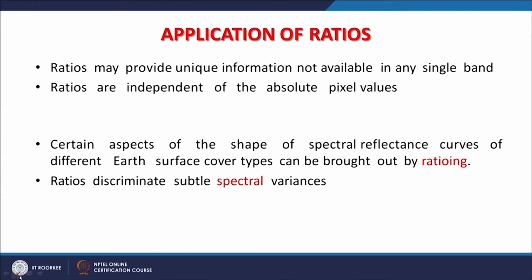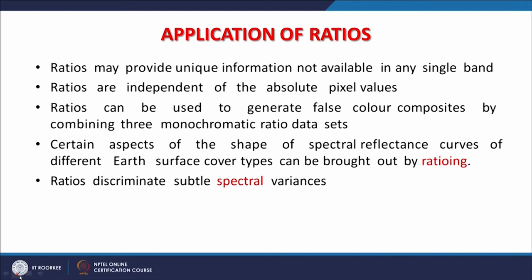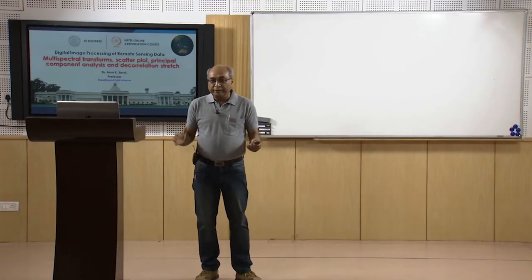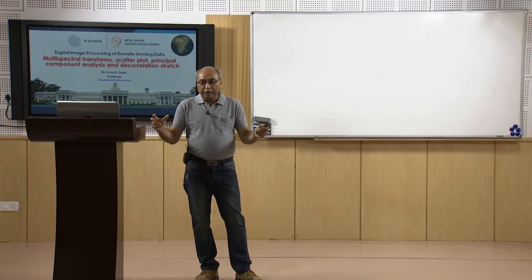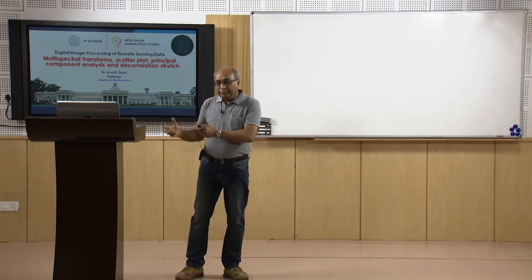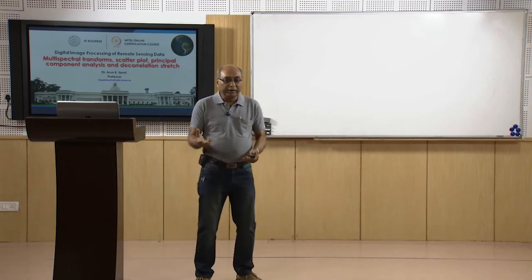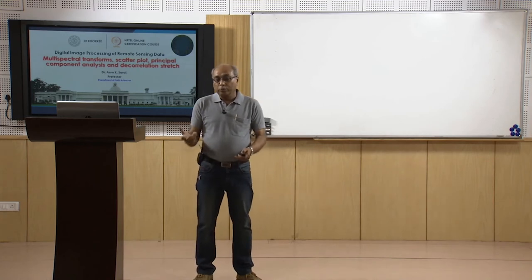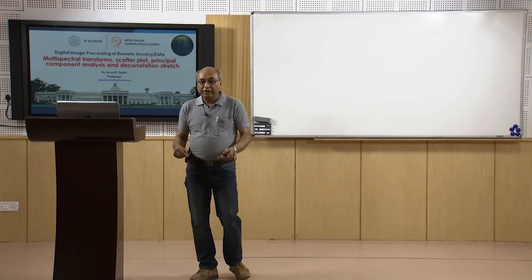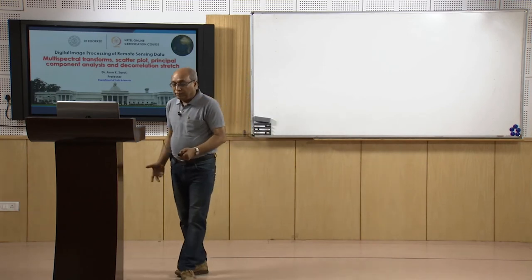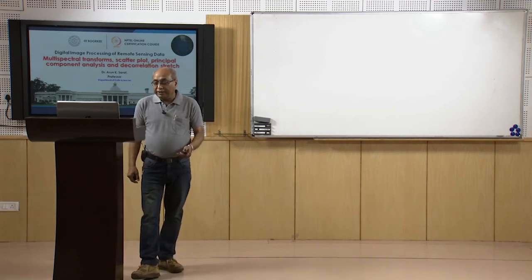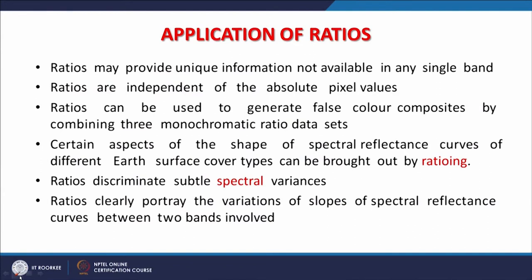Ratios are independent of absolute pixel values, and ratios can be used to generate false color composites by combining three monochromatic ratio data sets. That means if you have many bands, you can create ratios of two different bands, having three outputs, so three ratio outputs. These three ratio outputs can be combined to create a color composite. So it is a multi-band ratio. Instead of involving just three bands in this ratio color composite, you would be involving six bands, with less effect of topography, and therefore the image interpretation may become very reliable. So ratios clearly portray the variations of slopes of spectral reflectance curves between two bands.